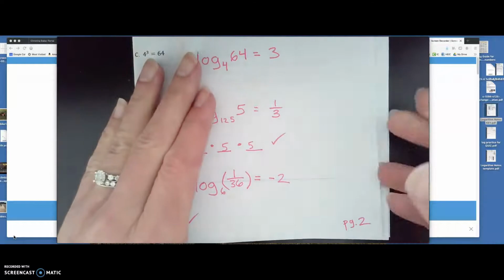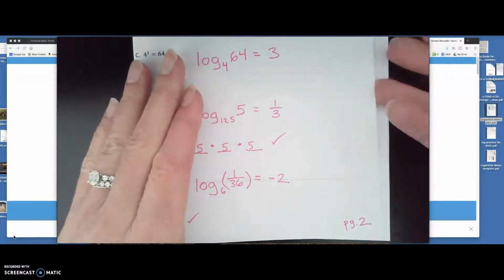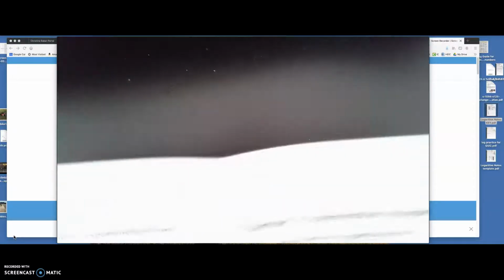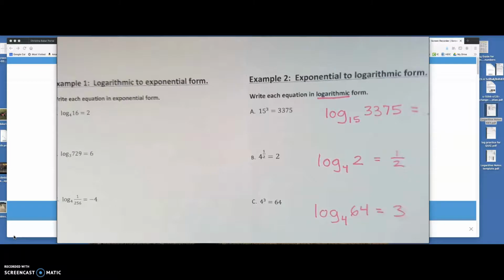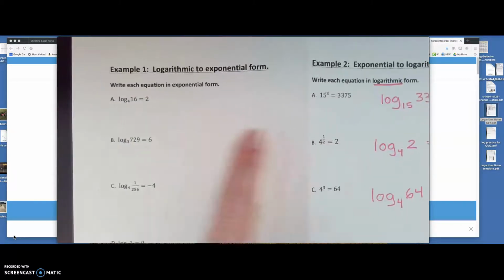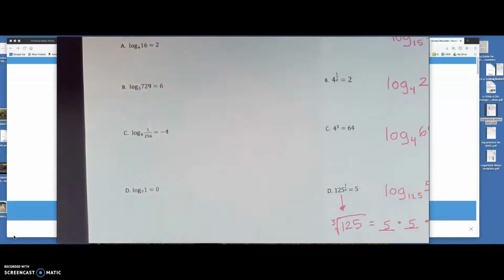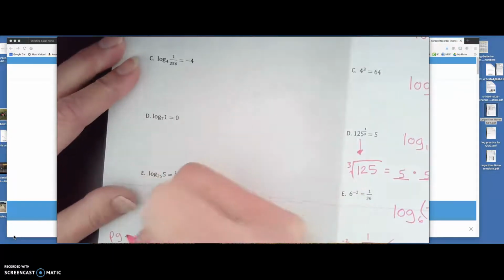All right, next page. So actually, I'm going to go to the left of that handout. Page 3 is this one. So we already did example 2. It's kind of backwards, so example 1 is next. So we're going to call that page 3. I'm just writing that at the bottom so I remember where we're at.